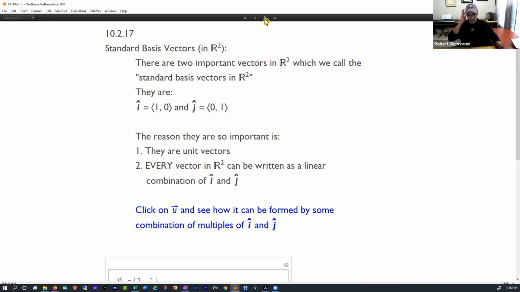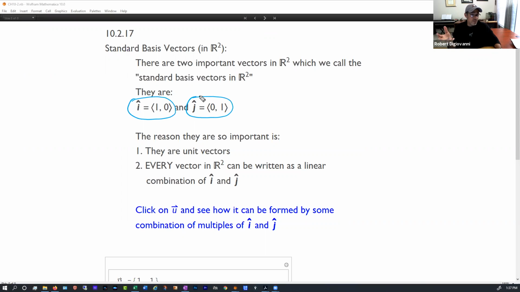All right, now, in two-dimensional space, there are two really, really important vectors. They're called the standard basis vectors. And if you've taken any physics classes, you've heard of these. They refer to them as I hat and J hat. So here they are. I hat is the vector 1, 0, and J hat is the vector 0, 1. Those are the two what we call standard basis vectors in two-dimensional space.